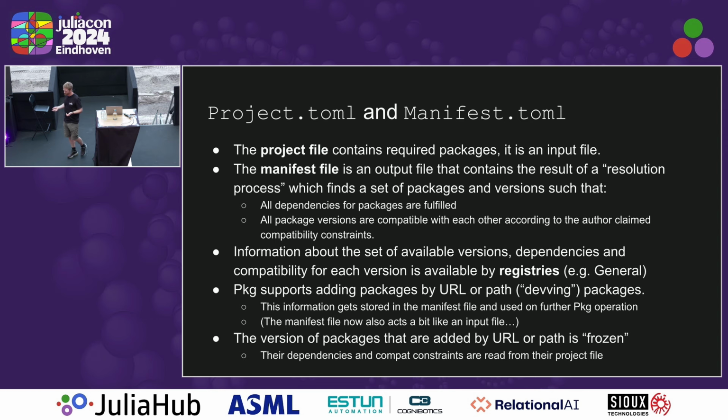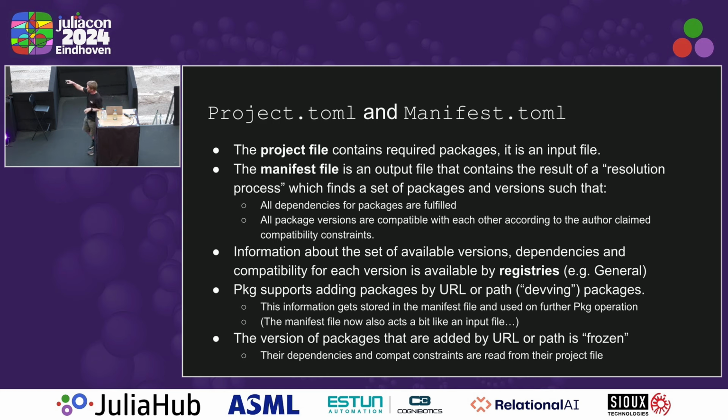The default registry in Julia is General, but you can also add more registries. But you can also add packages by URL or by path, which we call a dev package. And in that case, you don't use the registry to look up dependencies or compatibility information. Instead, you look at the project file of that specific package. And the information here, for example, the path of the package, gets stored in the manifest file, so that next time you do a Pkg operation, you know that path and you can look it up.